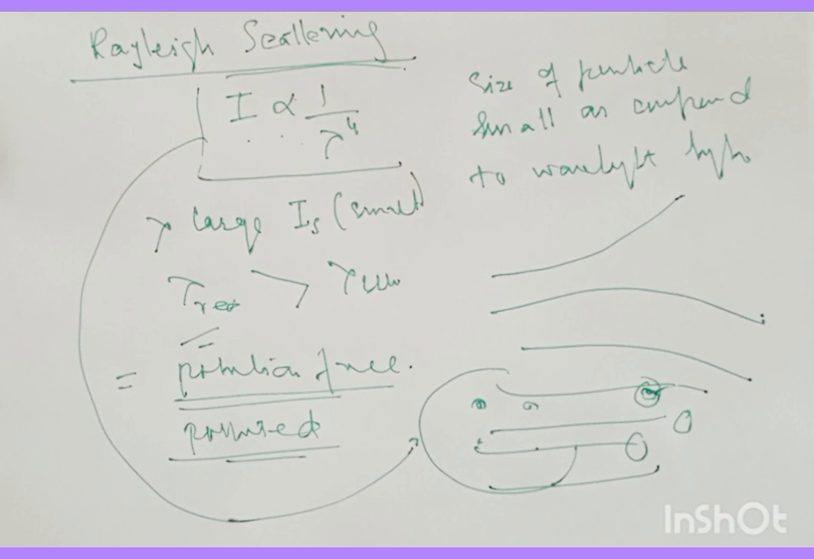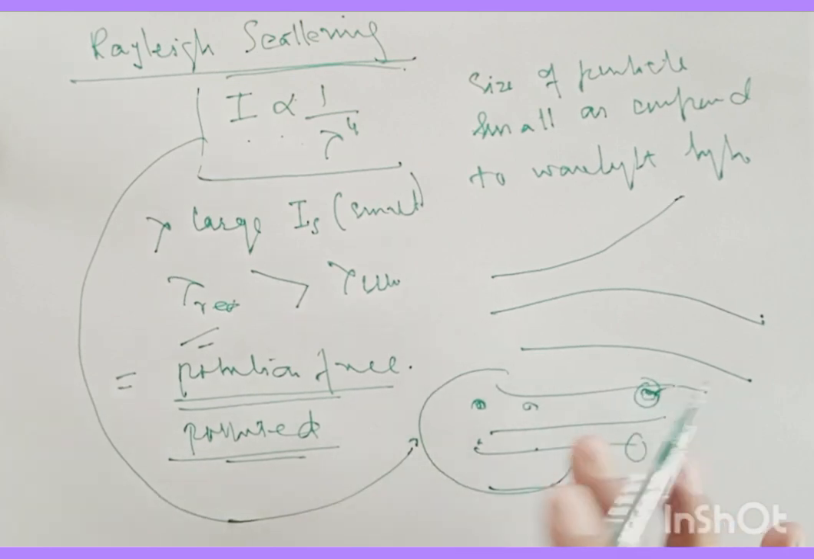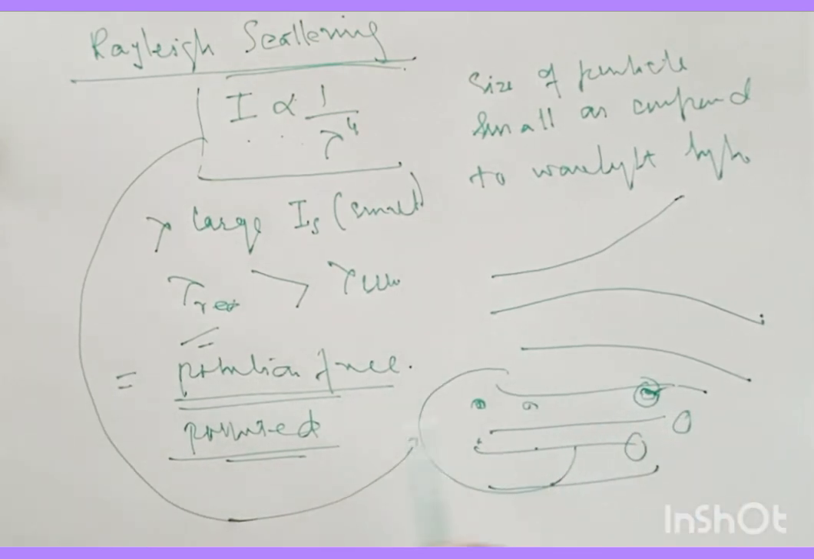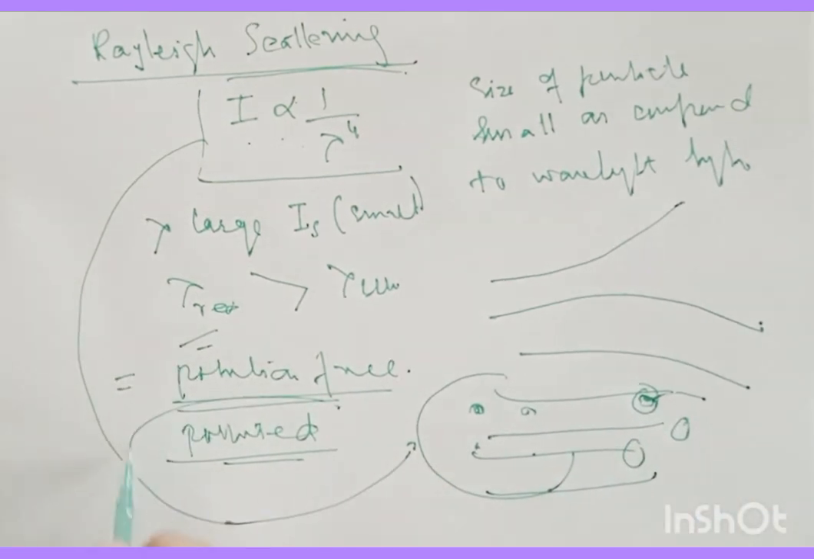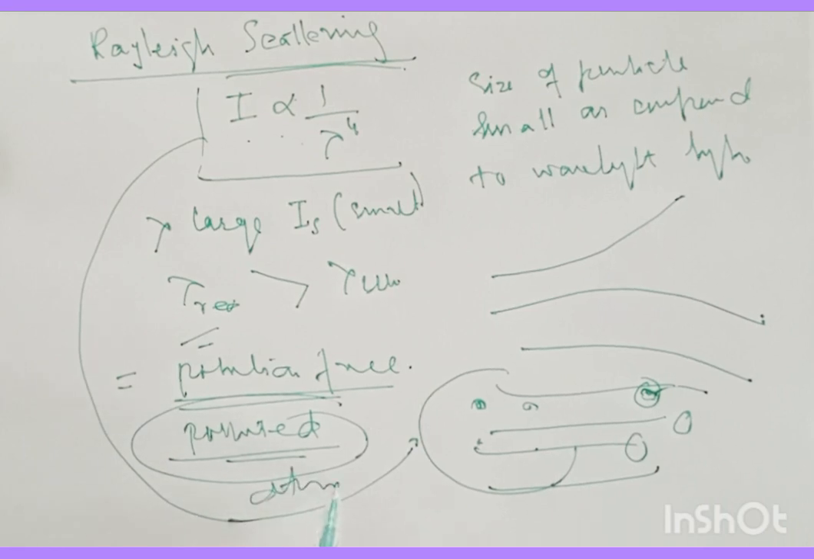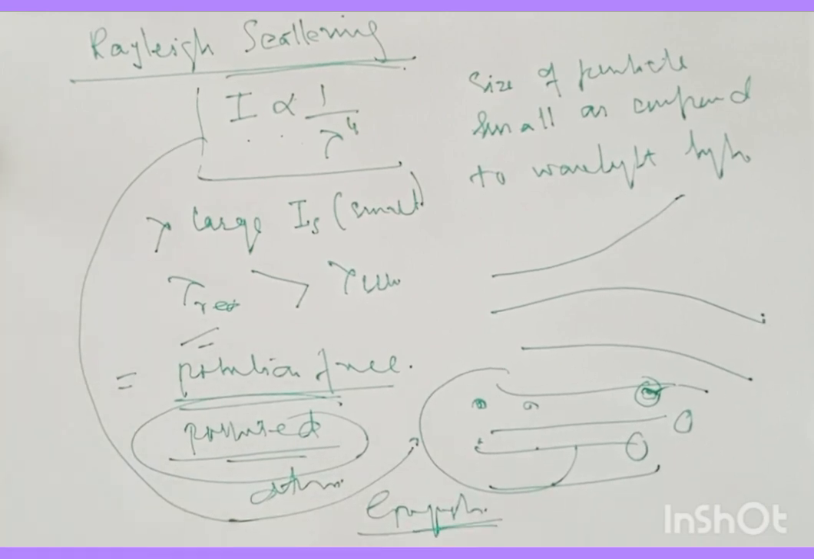and moreover, the scatterers of large size scatter all wavelengths of light almost equally. Therefore, when you have a polluted atmosphere, the sky will look grayish. It will look grayish.